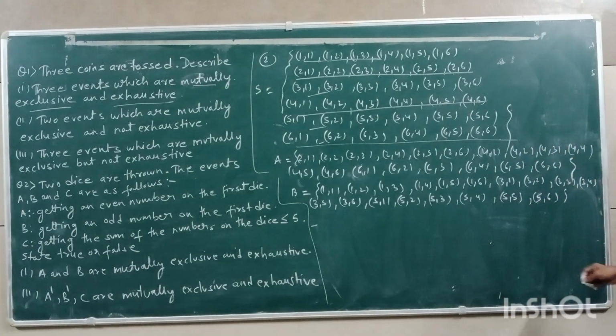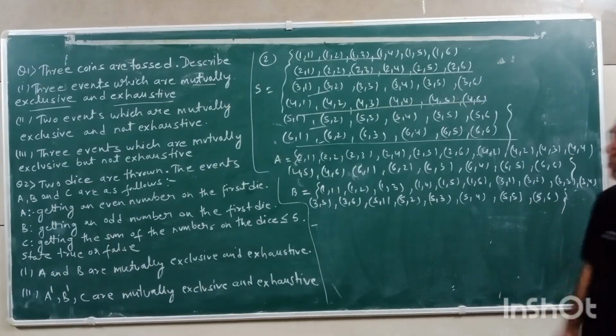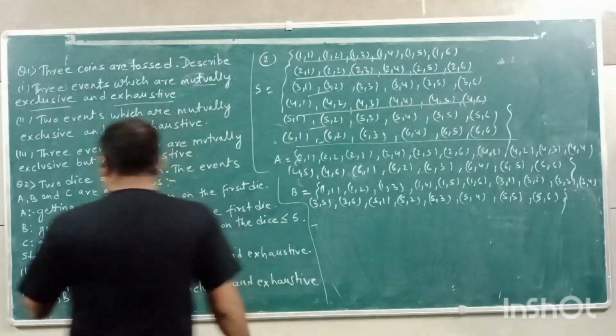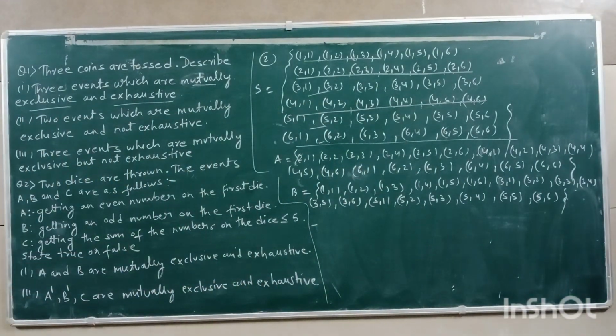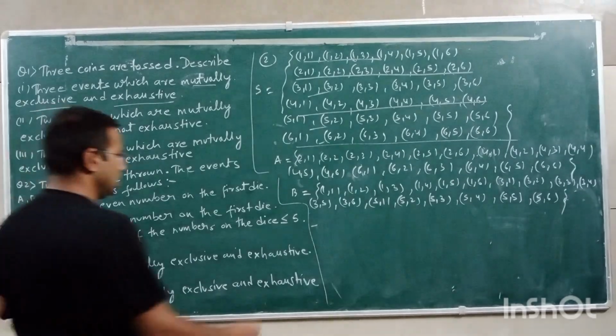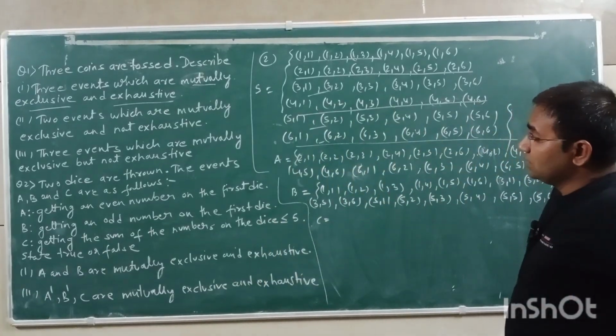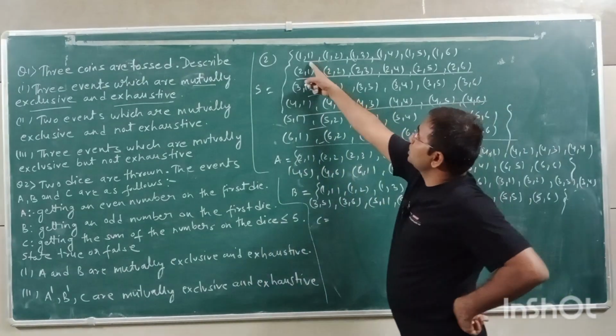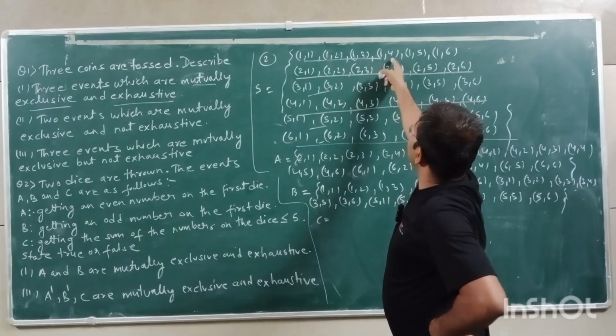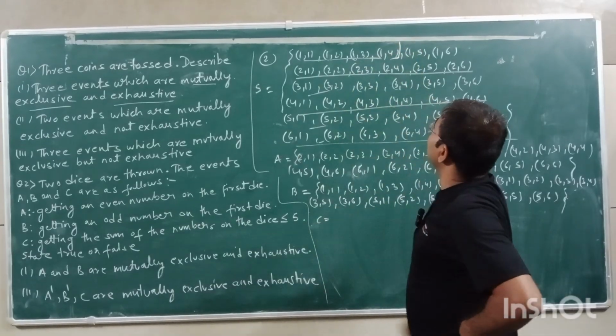Okay, so in this way you will write the sample space for the B event also. Now C event, getting the sum of the numbers on the dice less than or equal to 5. So 1 plus 1, 1 plus 2, 1 plus 3, 1 plus 4. Up to here you will take.